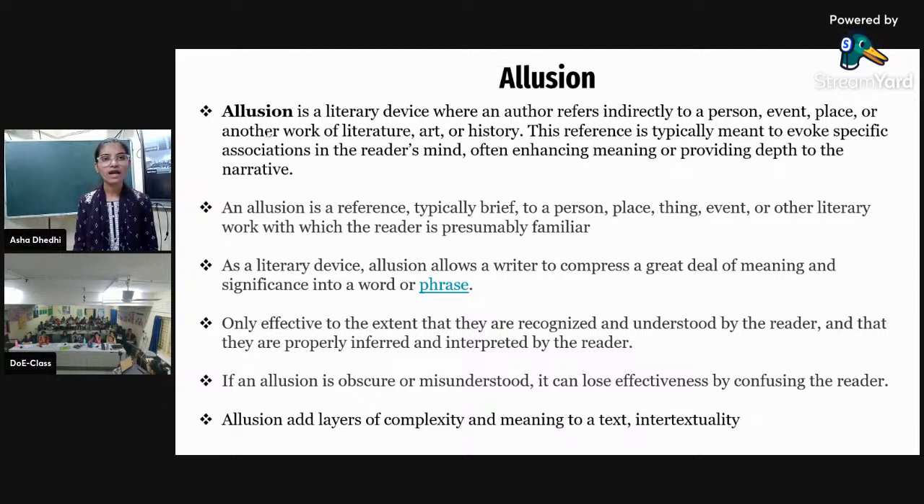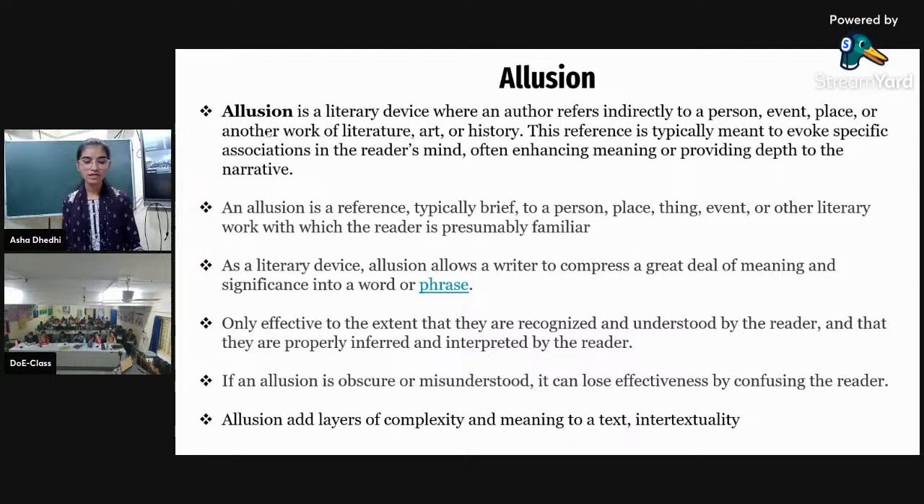Now, this kind of allusion is only effective if the readers are able to recognize those allusions. For example, if you are reading The Waste Land, then there are certain references to Buddhism, right? There are certain references to Greek mythologies. So you will be able to find those references if you are familiar with those myths, and if you are familiar with the philosophy of Buddhism and Jainism. Right? So then you will be able to find the allusion within a literary piece.